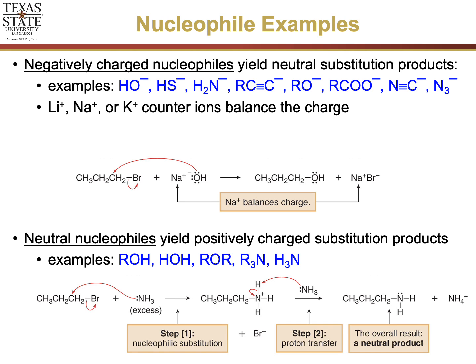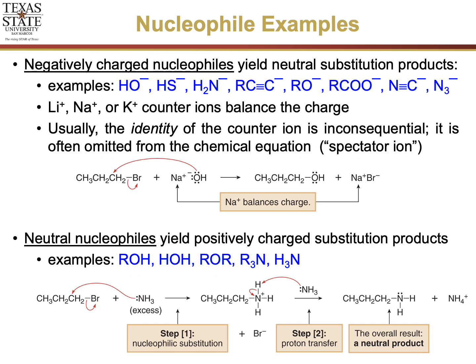Typically there's a metal counter ion, and this is just to balance charge and help dissolve them. What we use as the counter ion is typically left out of the equation just because it's a sodium ion on both sides, so we leave that out as a spectator ion. We can also attack with neutral nucleophiles like alcohols, water, ethers, amines, and ammonia. When we have those, we typically end up with a positively charged species, and then it has to interact with a base to make it back into a neutral species. So in this case, step 1 is our actual nucleophilic substitution, giving us our charged species, and then typically a proton is transferred to some base in the reaction mixture, leading to our neutral product.